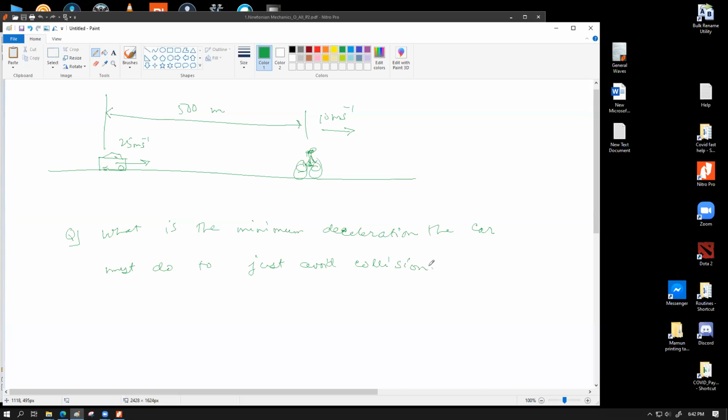Does the car have to reach the same velocity as 10 meters per second to avoid the collision? Exactly. Just to avoid the collision, the car has to reach the exact same velocity as the bicycle at the instant they are about to touch or they just touch. So the final velocity of the car doesn't have to be zero. It has to be equal to the speed of the bicycle so that it wouldn't push onto the bicycle.